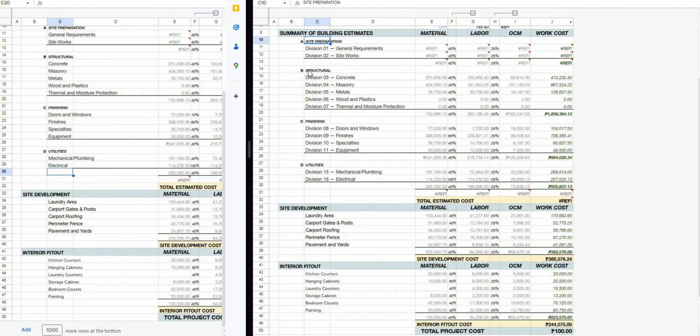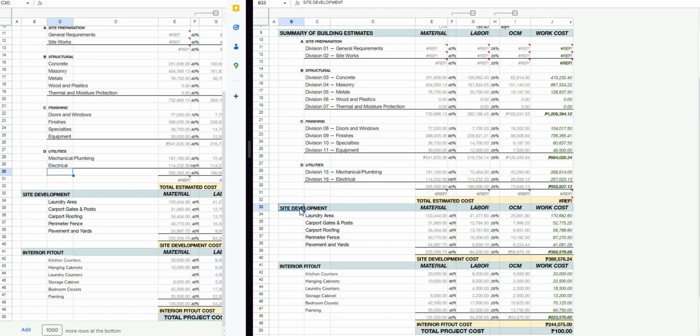For me personally, I had these ones subcontracted, so I divided it into 4 major categories: site preparation, general requirements and site works, structural, which you will see the shell of the building, finishing, where you will see the final outside finishes, not the inside of the walls, and then utilities such as mechanical, plumbing, or our pipes and lines.